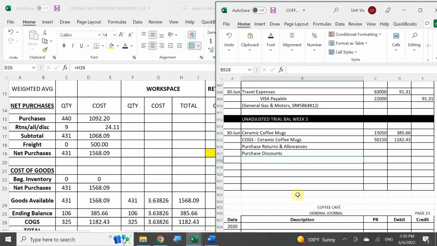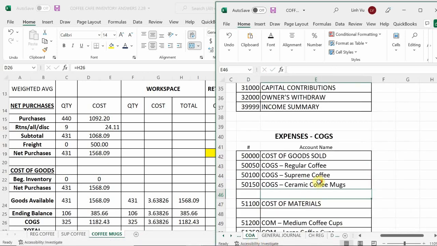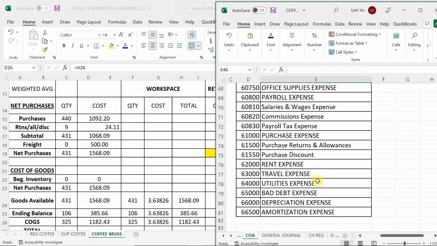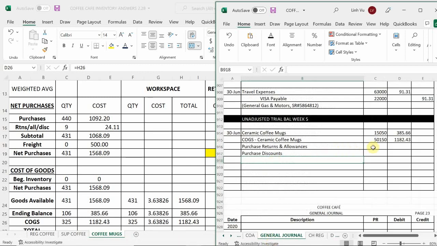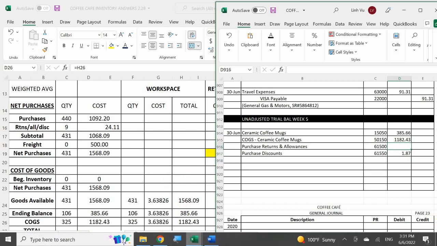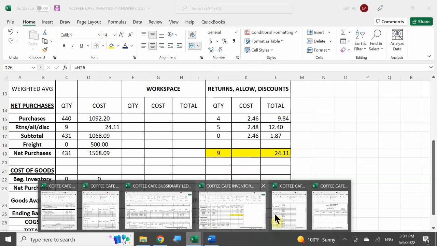Okay. So let's go ahead and take a look at what those account numbers are. So here, purchase returns is 61,500 and the purchase discounts is 61,550. Okay, so those are things I need because they go against my purchase expense. So 61,500 and 61,550. And let's see. I know for a fact that my purchase discount was for 187. So let's go ahead and take a look at what my amount is for my purchase returns and allowances.